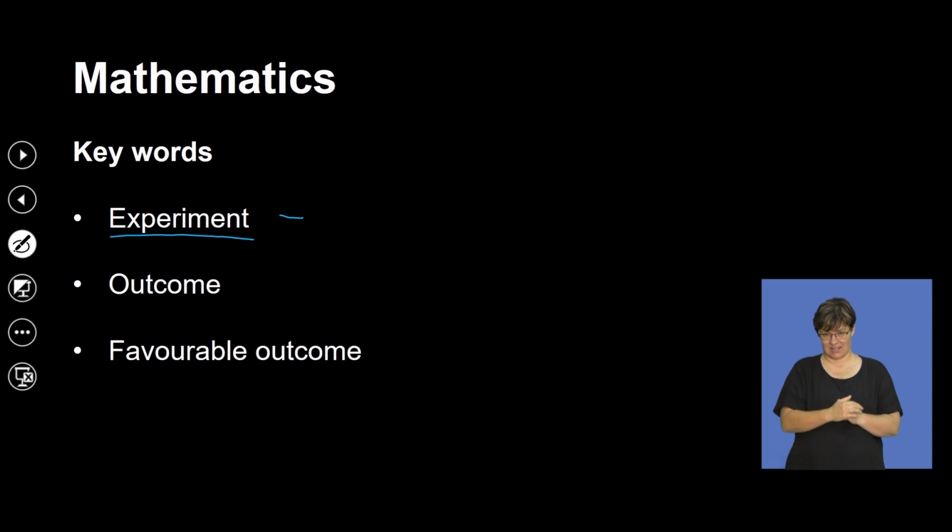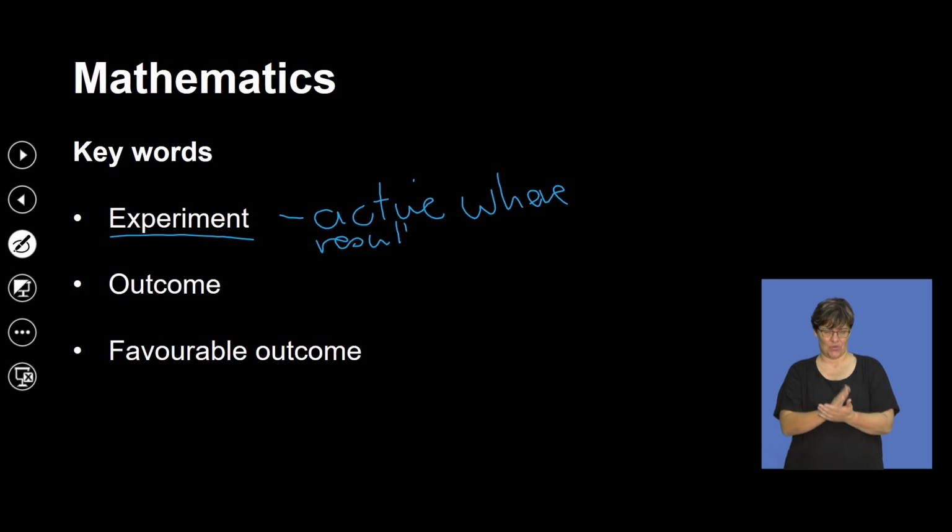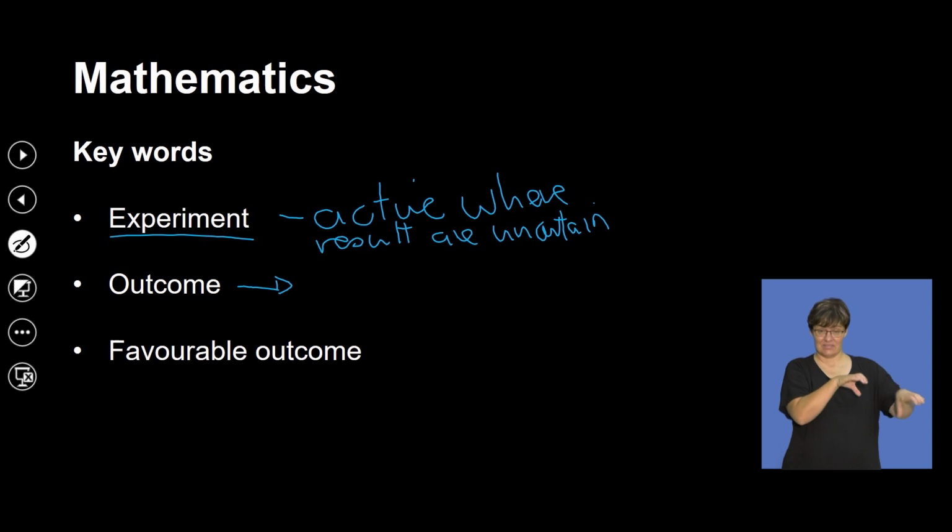It's an activity that is uncertain. We're looking at an activity where results are uncertain. The outcome of an activity or an experiment, that's what the result is.